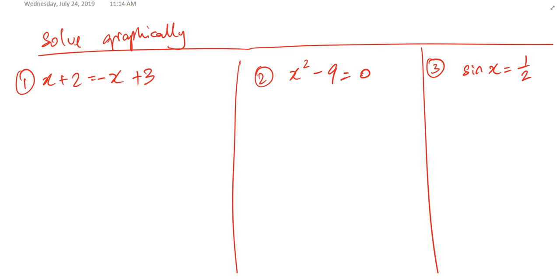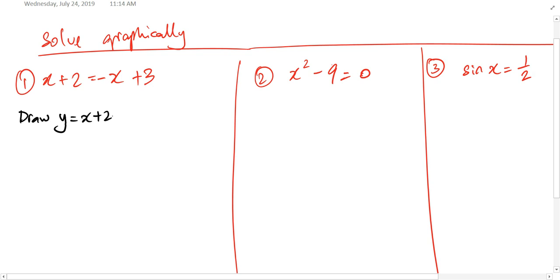But how do we do it graphically? Draw, it means must draw graph, right? What is the first graph to draw? Okay, so first we draw y equals to x plus 2. So assuming we have this already. So now we put a bracket over here and we write down this is y. And we draw y equals to negative x plus 3.